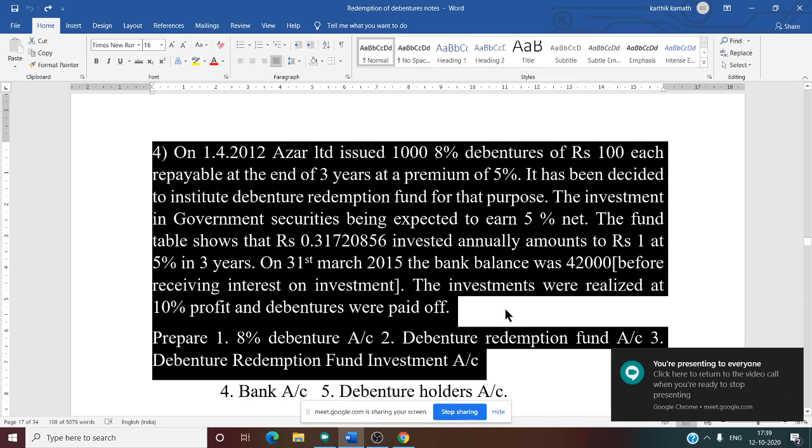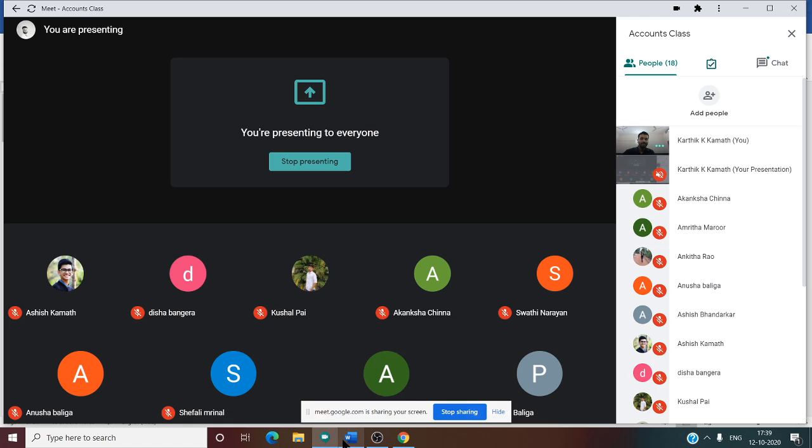Okay. Investments were realized at 10% profit. That means whatever the actual value at the end of third year, on that value 10% extra you need to calculate. That we need to see while solving the problem.